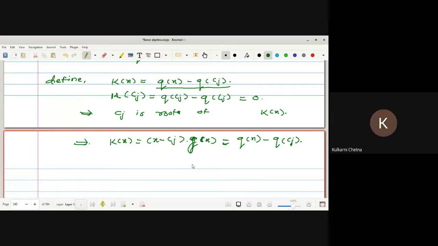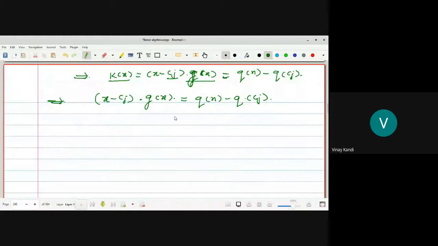No, sir. Okay, now पहा ही स्टेपच सगळ्यात महत्वाची होती. सो x minus cj into g of x. जर cj हा माझा k of x चा फॅक्टर असेल तर तो फॅक्टर मी बाजूला काढून बाकीचा जो टर्म असेल त्याला g of x नाव दिलं. आणि काय डिफाइन केलं फंक्शन? q of x minus q of cj, for some polynomial g of x belongs to F of x.